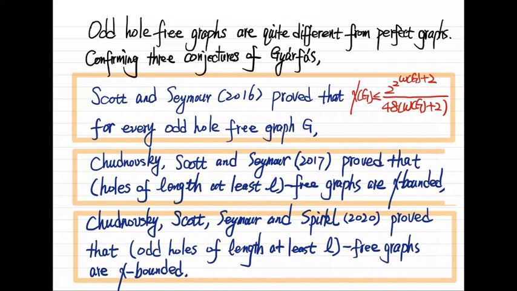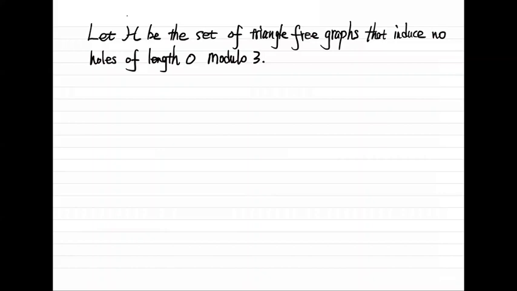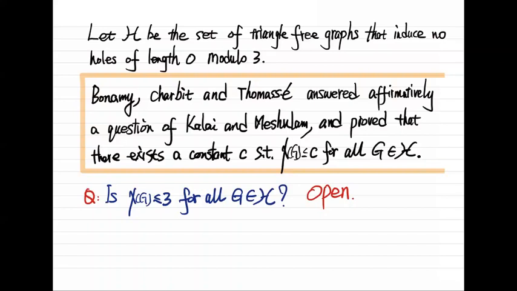Let's introduce a problem similar to what we are studying. We use H to be the set of triangle-free graphs that induce no holes of length 0 modulo 3. In other words, H consists of graphs without induced cycles of length 3k for any k. Bonamy, Charbit, and Thomas answered affirmatively a question of Kelly and Postle and proved that the graphs in H have bounded chromatic number, that is, there exists a constant C such that all graphs in the family H are C-colorable.